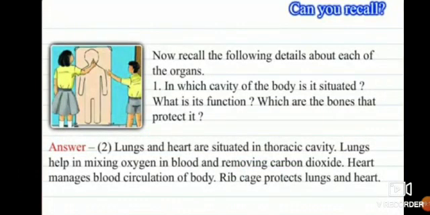Now, recall the following details about each of the following organs. In which cavity of the body is it situated? What is the function? Which are the bones that protect it? Yes, the answer is: lungs and heart are situated in the thoracic cavity. Lungs help in mixing oxygen in blood and removing carbon dioxide. Heart manages blood circulation of the body. Rib cage protects lungs and heart.